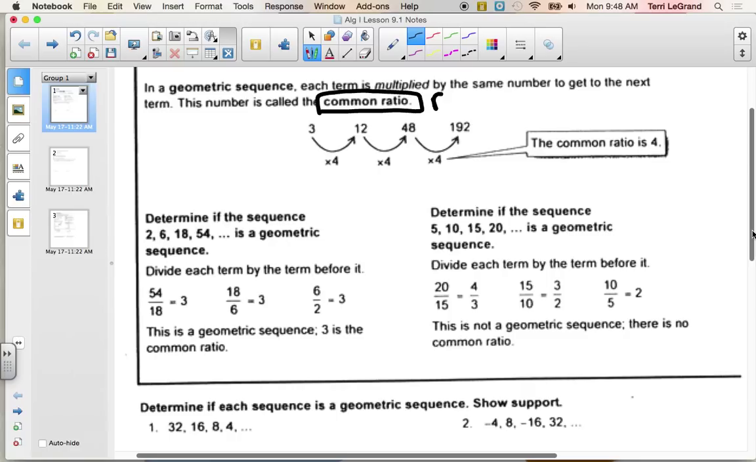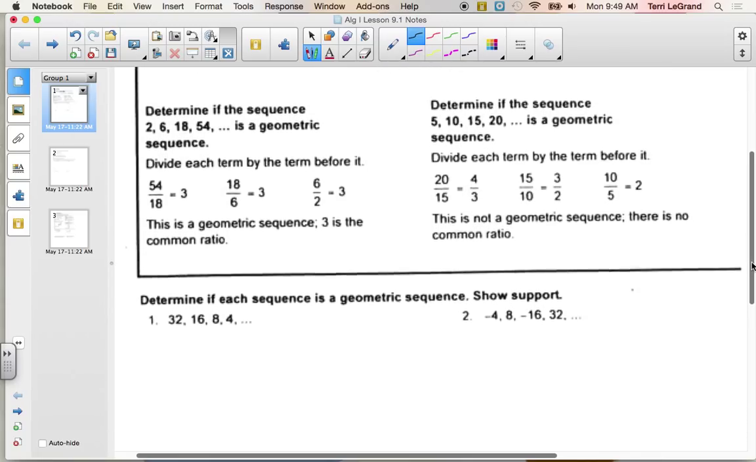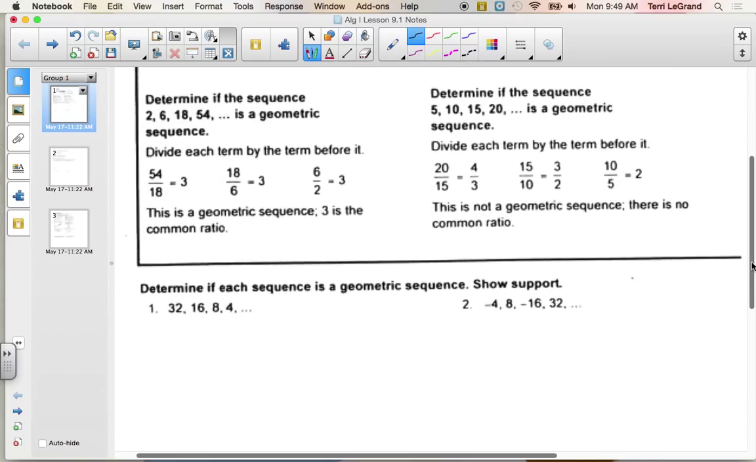So this is a sequence of numbers. They've just shown like the first 4 terms. We have 3, 12, 48, 192. To get from one term to the next, you keep multiplying by 4. And so what we're going to do is, first of all, determine if a sequence of numbers is a geometric sequence.